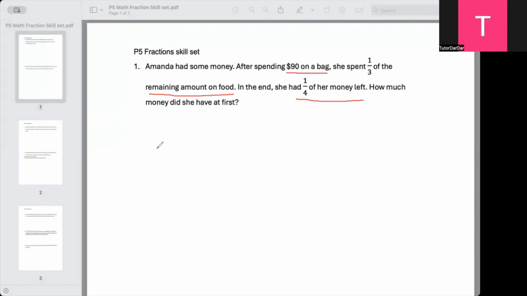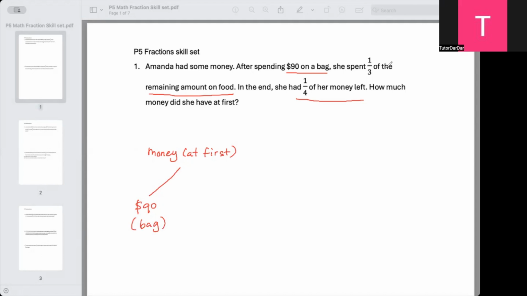So the very first thing is money at first, which we don't know yet. So money at first, the first branch will come out, which she spent $90 on a bag. So this is going to be 90 is a bag.